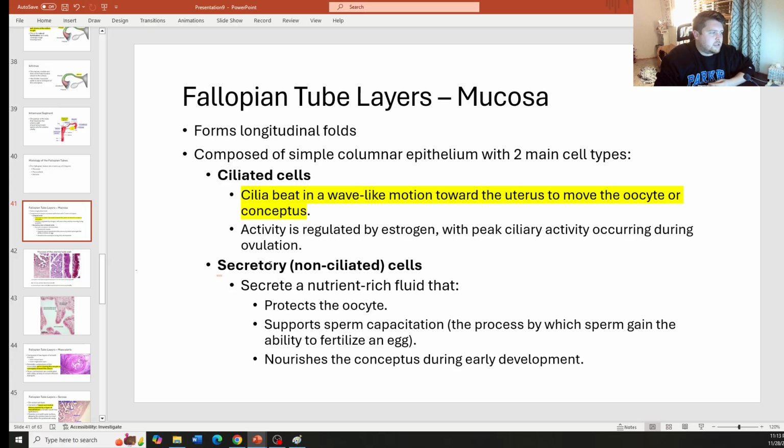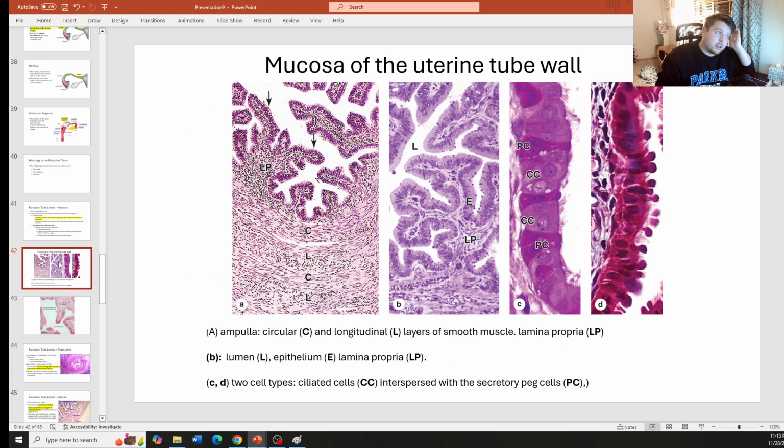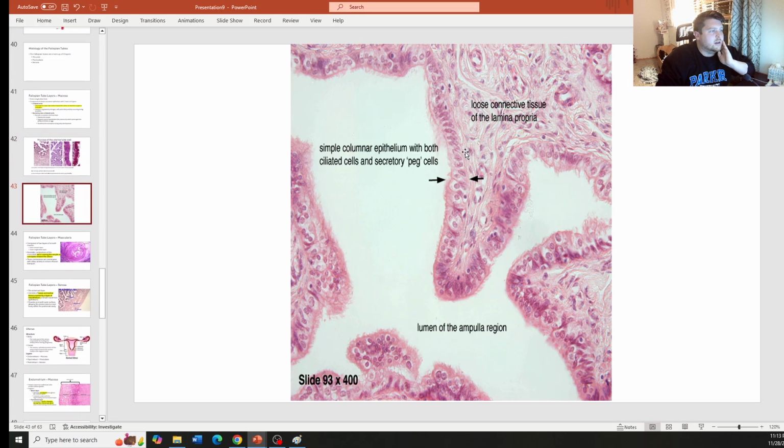And then the non-ciliated cells provide nutrient-rich fluid to protect the oocyte, support the sperm fertilization with the egg, and then also provide nourishment to that zygote during the early development. So L, this is the lumen, and then we have all through here, right there, again, some of the cells. We have the ciliated cells right there.